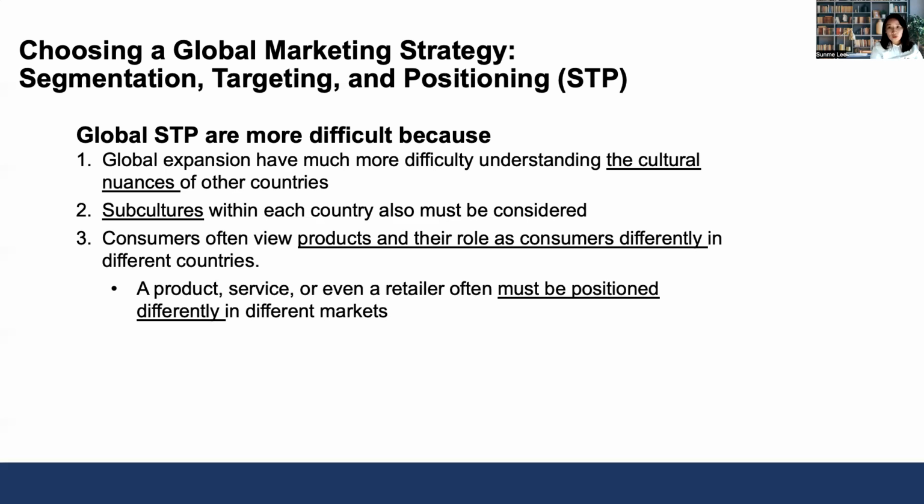positioning. However, global STP is more difficult because, first, in global expansion it is much more difficult to understand the cultural nuances of other countries, because it's not your country, so they share different beliefs and thoughts, and you should read between those lines. Also, even within each country, they have subcultures. So not all cultures are universal, even in the same country. There are additional layers that you should understand. And the third is that sometimes, although it's the same product, consumers see the products differently depending on the country, and consumers play different roles depending on the country as well. Those products or services should be positioned differently in different markets.